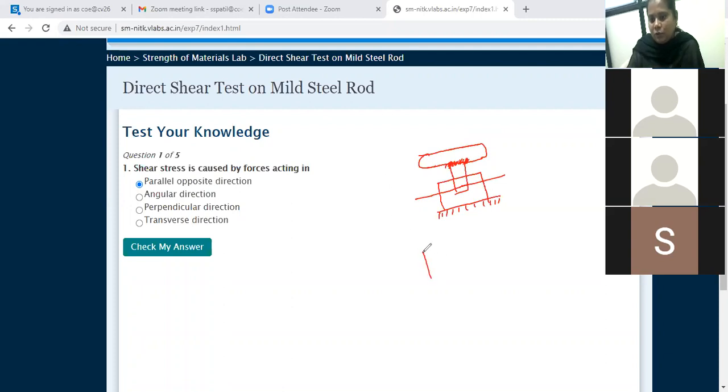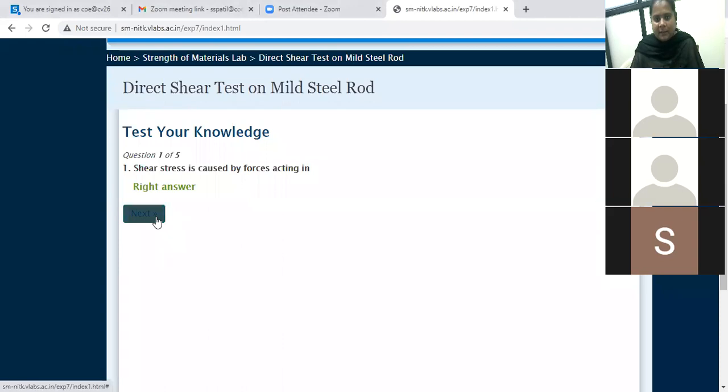For that, this figure is also useful. Shear stress means equal and opposite forces are applied, parallel to our cross section. But in direct stress, how do we apply the load? This is our cross section and we are applying load exactly perpendicular to the cross section. But in shear stress, we apply load in a parallel and opposite direction. So we check whether option 1 is correct or wrong. Option A is the correct answer.